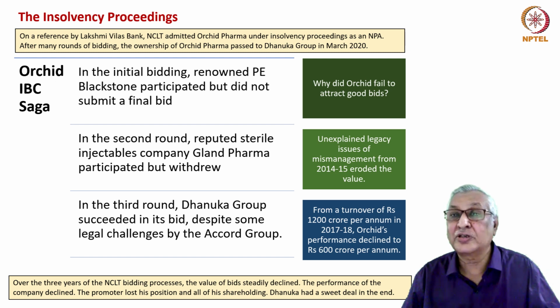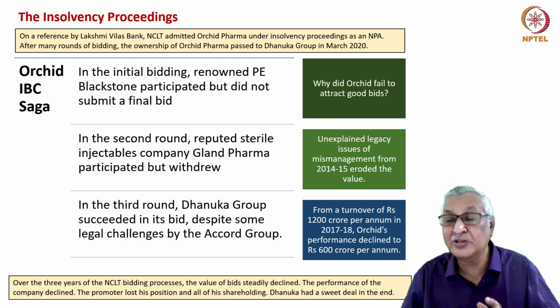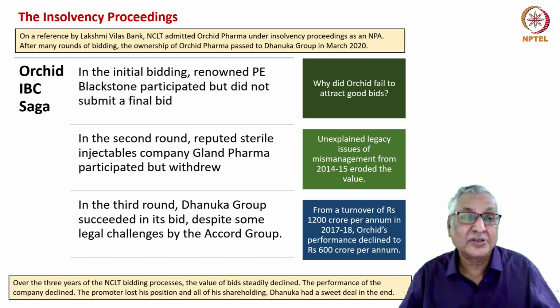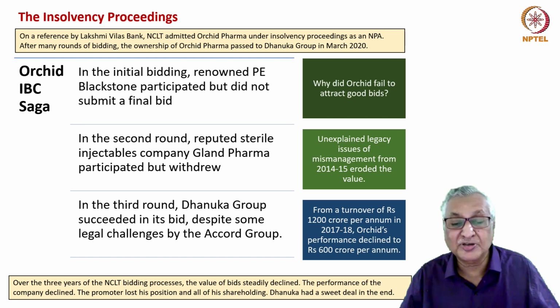Why did Orchid fail to attract good bids? Unexplained legacy issues of mismanagement from 2014-15 possibly eroded the value. Also, the natural decline that happened during the insolvency process made the company less attractive. From a turnover of 1,200 crore rupees per annum in 2017-18, Orchid's performance declined to 600 crore per annum. Over the 3 years of the NCLT bidding process, the value of bids therefore steadily declined. The performance of the company declined. The promoter lost his position and all of his shareholding. Dhanuka had a sweet deal in the end.